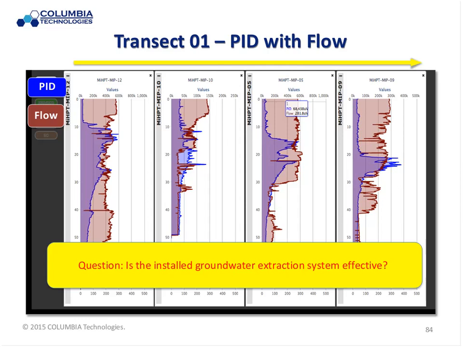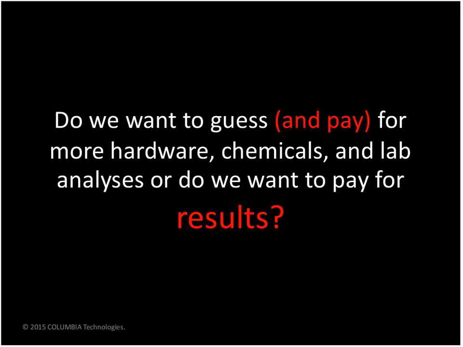Is the installed groundwater extraction system, which went down to about 10 to 12 meters, effective? And the answer is no. The petroleum is going underneath the groundwater extraction system towards the formation.